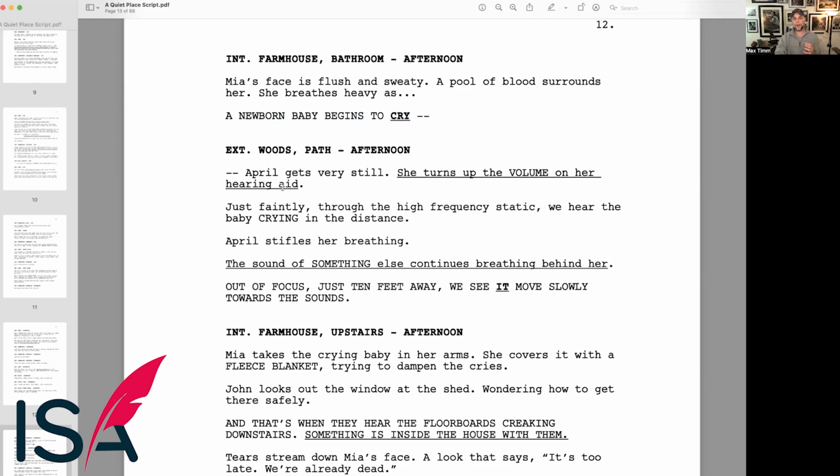She turns up the volume on her hearing aid, just faintly through the frequency level, hear the baby crying. April stifles. There's a connection between these two moments, in spite of breaking it up with a line of scene direction. That's cool. It makes the read go a little bit faster. So little tricks like this mean so much. You probably could have used ellipses. You don't have to use hyphens there, but whatever you decide, again, do it every time.